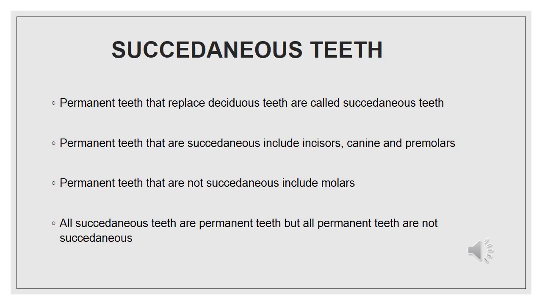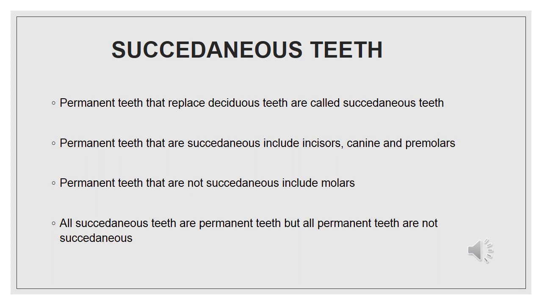Succedaneous teeth: permanent teeth that replace deciduous teeth are called succedaneous teeth. Deciduous teeth are also known as primary teeth or milky teeth. Permanent teeth that are succedaneous include incisors, both central and lateral incisors, canines and premolars. Permanent teeth that are not succedaneous include molars. Molars are the only teeth that are not succedaneous because they do not replace any deciduous teeth.